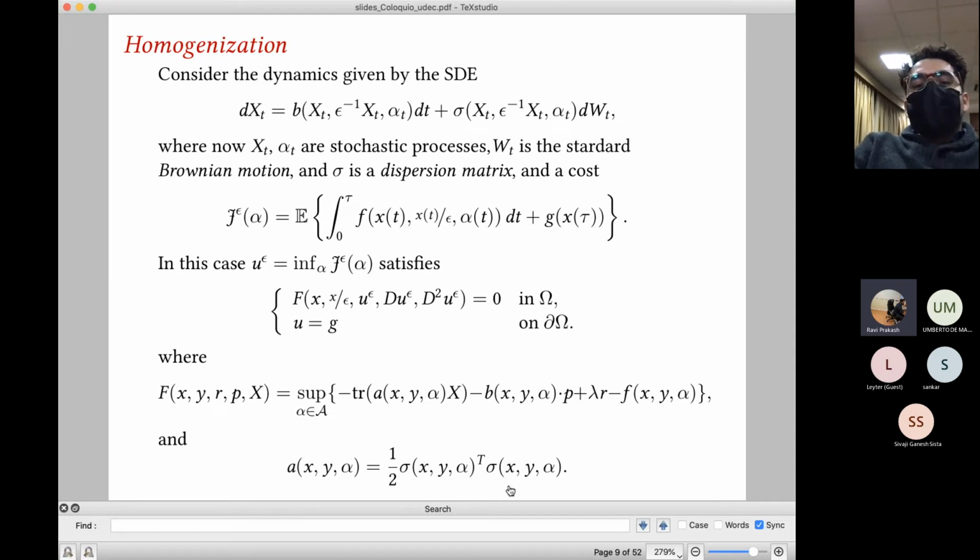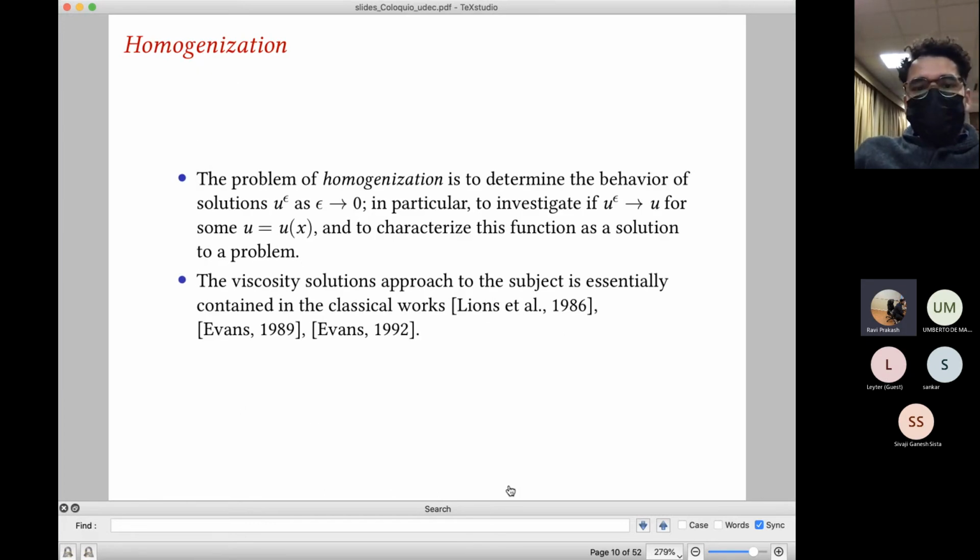Where we see that F, the operator which gives the PDE, is now the supremum of linear operators, where the leading term is the trace of a times D^2 u, and a is, in a certain sense, the square of this dispersion matrix. So that's a motivation, or at least one motivation, for studying second order equations in this context. Okay, so the problem of homogenization in general is to determine the behavior of the family of solutions u epsilon as the parameter goes to 0.